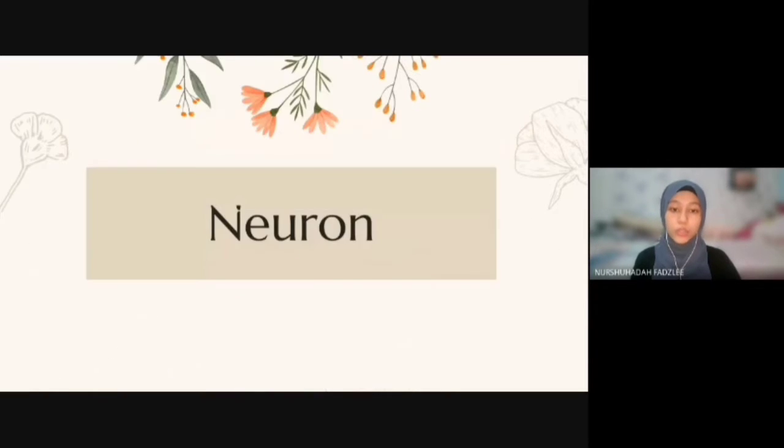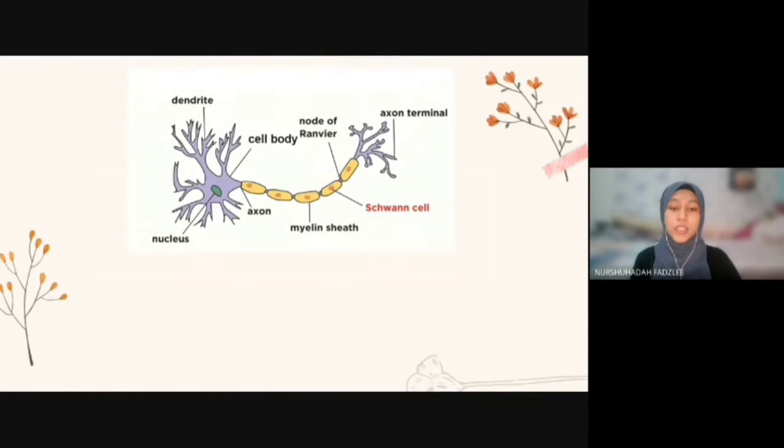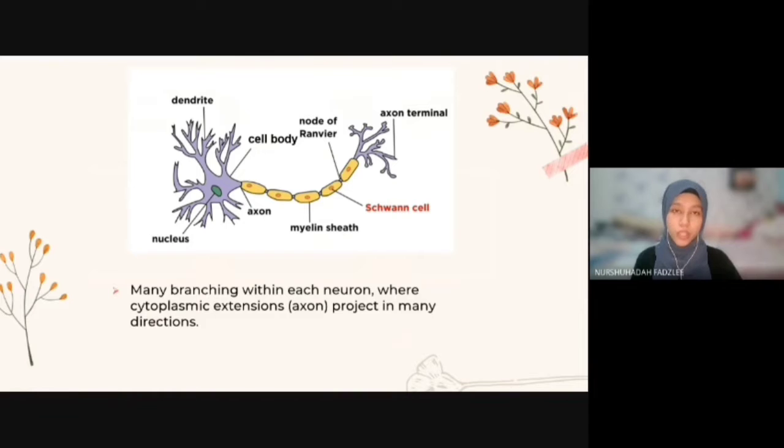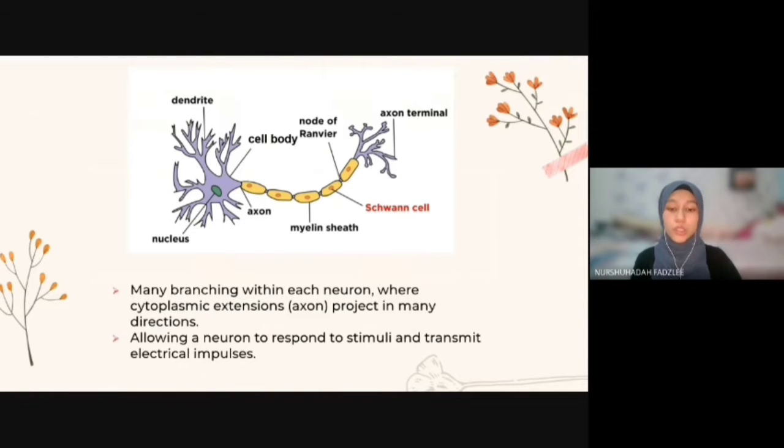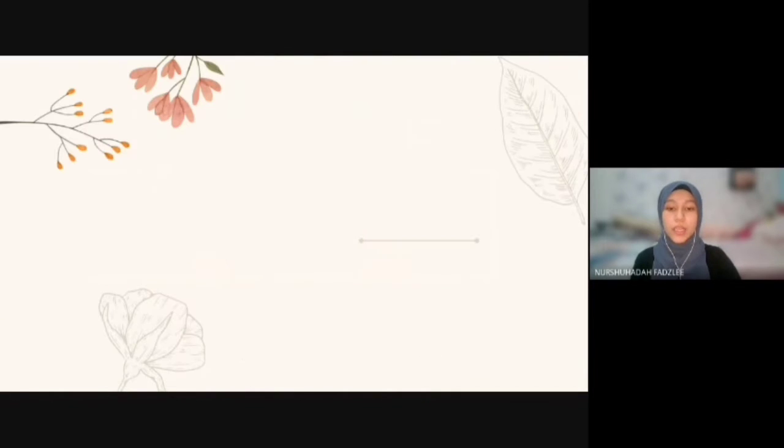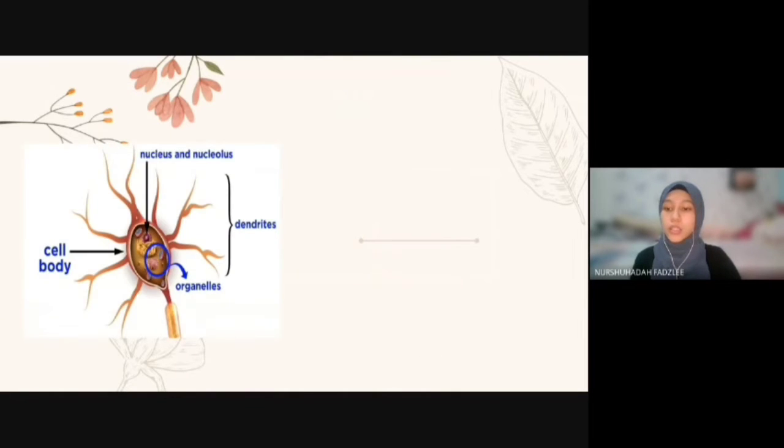And then we go to neuron. This is the structure of neuron. Each neuron has many branching cytoplasmic extensions, projecting in various directions to allow a neuron to respond to stimuli and transmit electrical impulse over very long distances. Next, I will explain more about the structure of neuron.